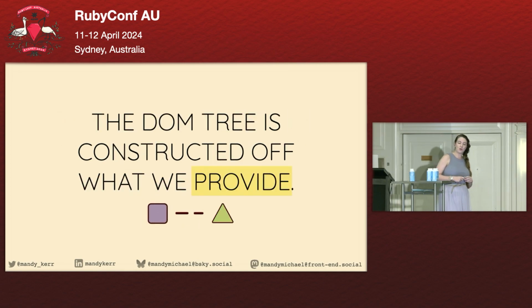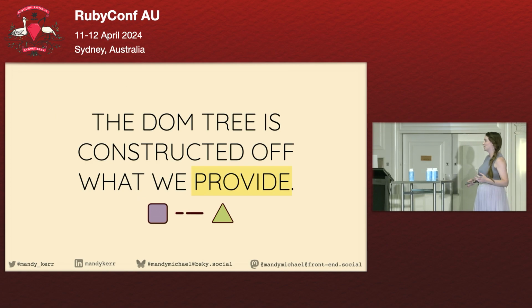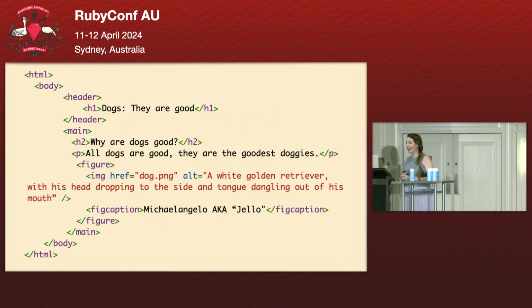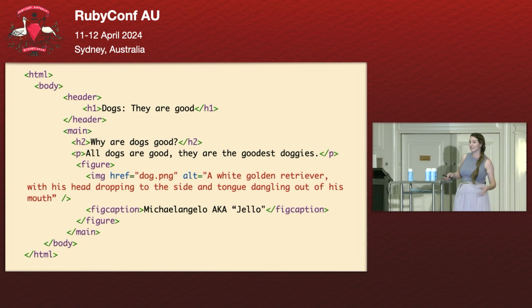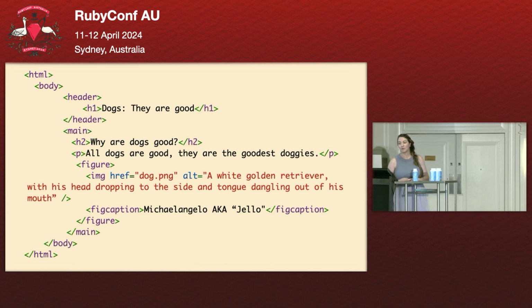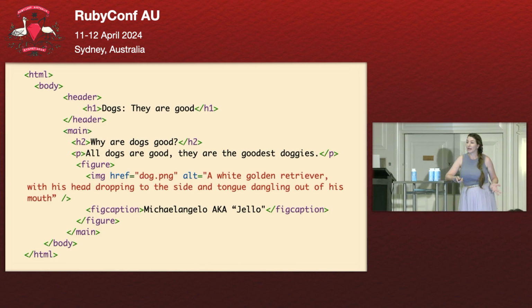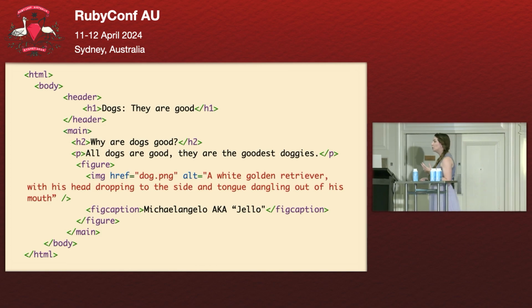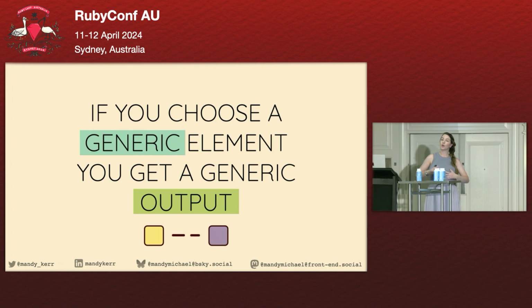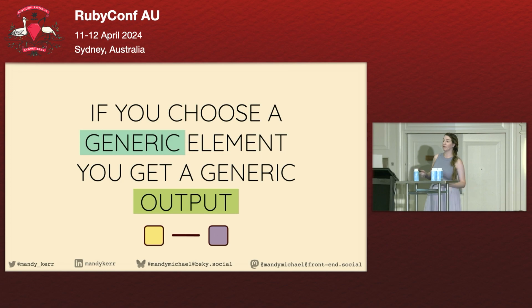And what makes it functional is the DOM tree, which I'm sure you're all familiar with, or the document object model. It's constructed off what we provide the browser, typically via HTML. We specify whether we want a heading, what kind of heading it should be, a paragraph, a date, a form, a label. There's a whole suite of elements we can choose to best represent our content. And then, of course, there's the div, which has no meaning. When you use a div, it means the content can be anything. But if you choose a generic element, you're going to get generic output, and you lose the benefits of the language when you try and use this everywhere.